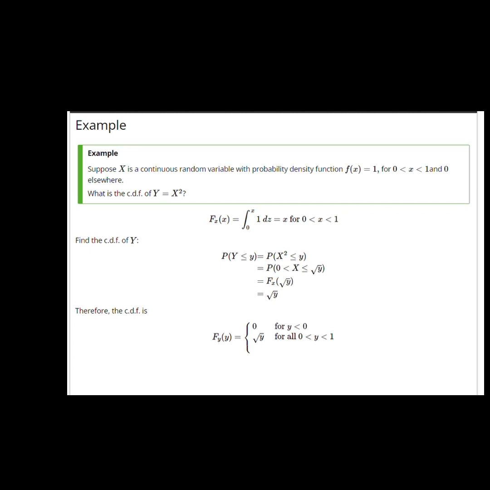When y is negative, the probability that Y is less than a negative number is obviously 0. When y is 1 or more, the probability that Y is less than or equal to 1, or any number greater than that, is equal to 1.